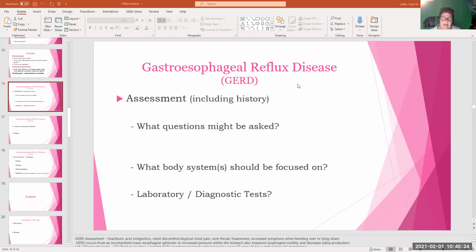And GERD occurs from an incompetent lower esophageal sphincter, the LES, or increased pressure within the stomach, okay? Also impaired esophageal motility and decreased saliva production. All those things make a difference and show you how GERD occurs. It's very much related to the stomach because it's the acid and gastric juices that come up and cause the pain, irritation, burning, aching, all that kind of stuff.